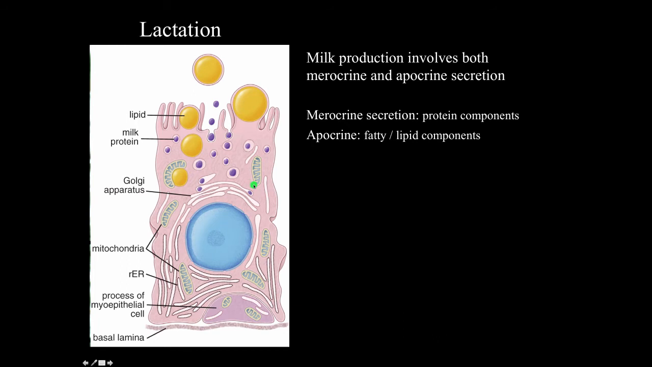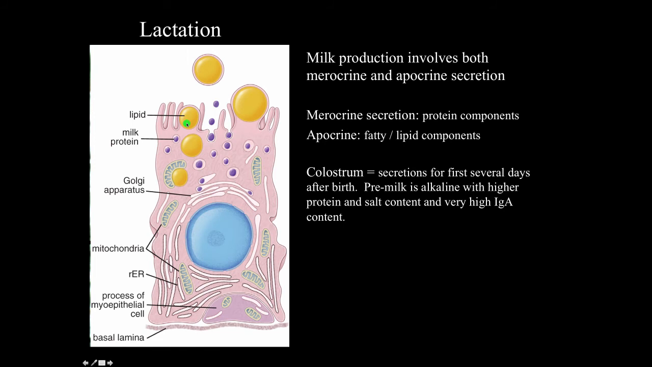Merocrine secretion is for the secretion of the protein components of the milk, and apocrine secretion is for the fatty or lipid components. In merocrine secretion, the mammary cells are typical protein secretory cells, with lots of rough ER and Golgi, with material packaged into secretory vesicles. In apocrine secretion, you have pieces of the cytoplasm surrounded by plasma membrane pinching off with the high lipid content.